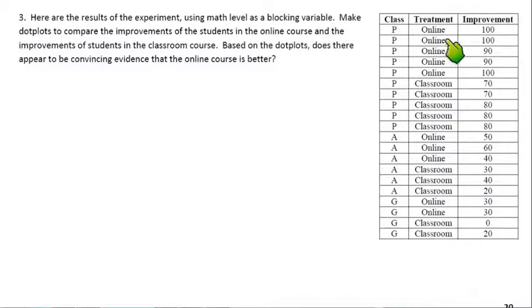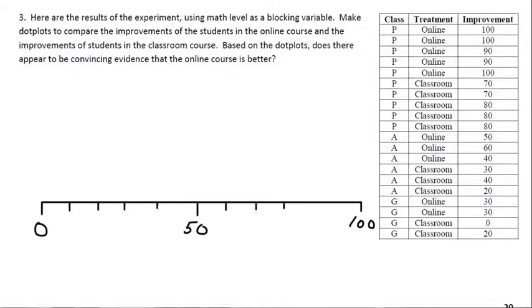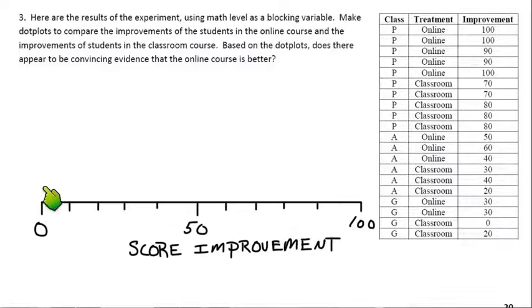So these are really easy numbers over here. And you can see which kids got the online, which kids got the classroom. So let's make this dot plot really quick. I'm going to go from 0 to 100, cut it in half at 50, and then cut that in half, so on and so forth, so I can get 0 to 100. I'm going to mark every 10. And then I'm going to label this axis. This will be score improvement. And we're going to make parallel dot plots here. So I'll first put the online class, and then above that, I'll put the classroom dots.